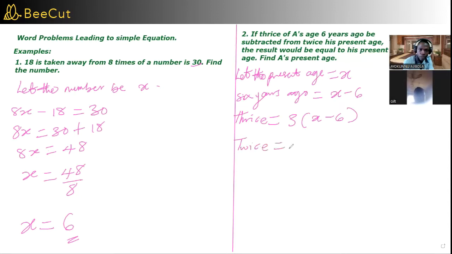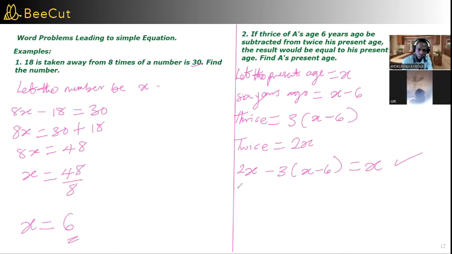Twice of his present age is 2X because his present age is X. So that means if 3 times is subtracted from 2 times, then it will equal his present age. So this is what we have: 2X minus 3 into X minus 6 equals his present age, which is X. Thrice of the person's age 6 years ago is subtracted from twice his present age, resulting in his present age. So this is the equation that you have to solve.